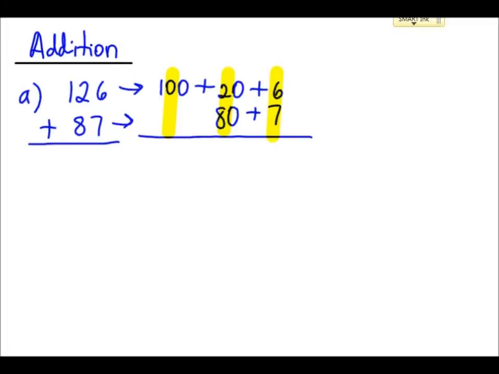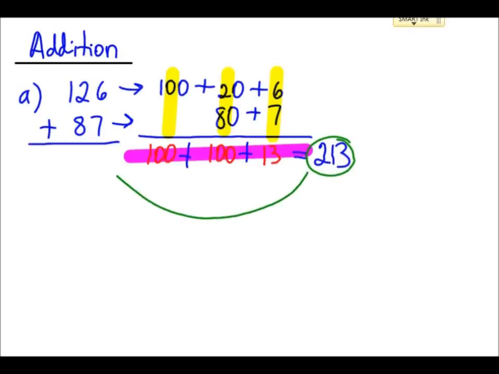Now I'm going to add it vertically. So I have 100 plus nothing. That gives me 100. I have 80 plus 20. That's another 100. And the 6 and the 7 make 13. To get my final answer now, I'm going to add those answers horizontally. So I'm going to do 100 plus 100 plus 13. And when I do that, I end up with 213. So that's the answer to the question.